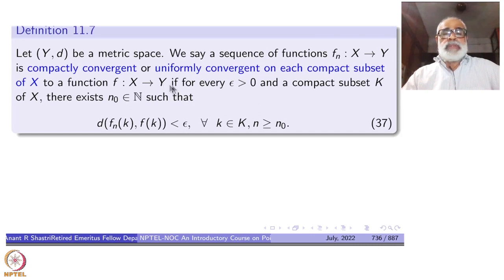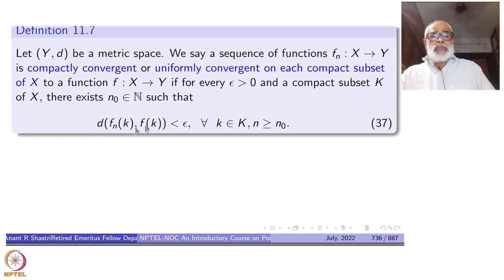Namely, if for every epsilon positive and a compact subset K, there exists n naught such that the distance between f_n(k) and f(k) is less than epsilon for every k inside K and n bigger than n naught. If this happens for each k and this n depends upon k, that will be just pointwise convergence. So the same n works for all the points of K, that is, uniformly on K. K is compact, that is why compactly convergent is the name.